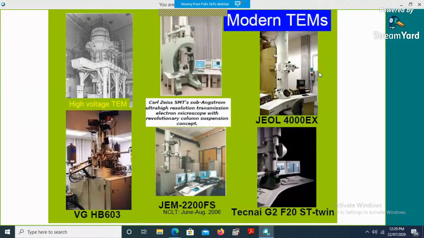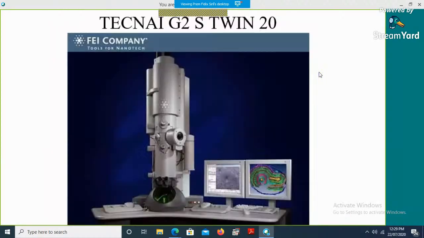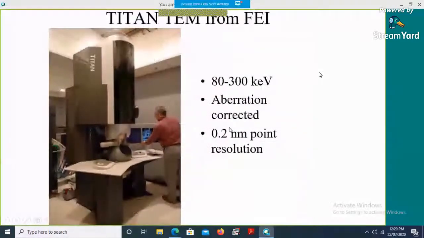And there are TEMs which vary in size. This is a 200 kV TEM that we have in IIT Mandi, but you can have a 300 kV TEM, which you can see is double the size of a human being. So such gigantic TEMs are also there. When you increase the acceleration voltage, of course the column length increases, and the resolution becomes much better. Atomic resolution images can be easily captured with such high resolution TEMs.